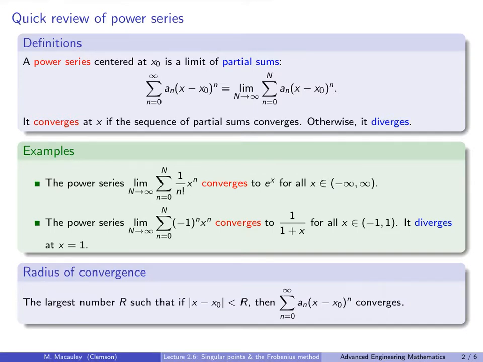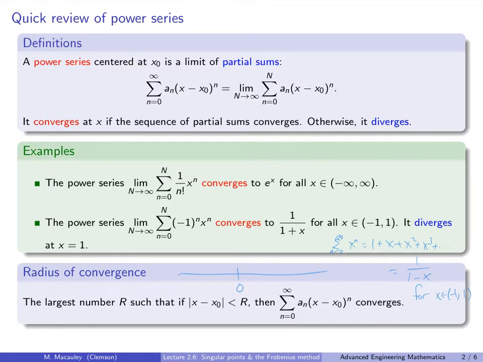Here's a quick definition. The radius of convergence is the largest number r such that if we are less than distance r away from the center of the power series, then it converges. This is best seen with a simple example. Consider the power series, the sum from n equals 0 to infinity of x to the n. This is 1 plus x plus x squared plus x cubed plus etc. This is equal to 1 over 1 minus x, but only for x in negative 1 to 1.